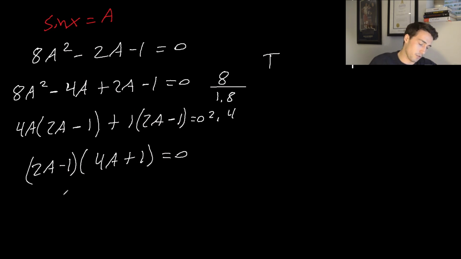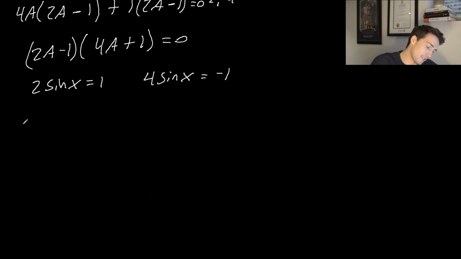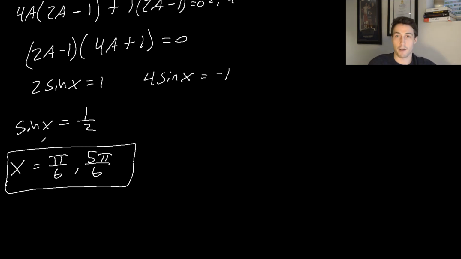And here we're going to have two solutions. So I'm going to have 2 sine of x equals 1, because remember a is equal to sine of x, and then I'm going to have 4 sine of x equals negative 1. So here we have sine of x is equal to 1/2. And this is the same solution we got before, and it's positive, so I already know that x is going to be pi over 6 and 5 pi over 6. I know those just from the previous problem where we solved for what values of x give us 1/2 when we take sine of it.